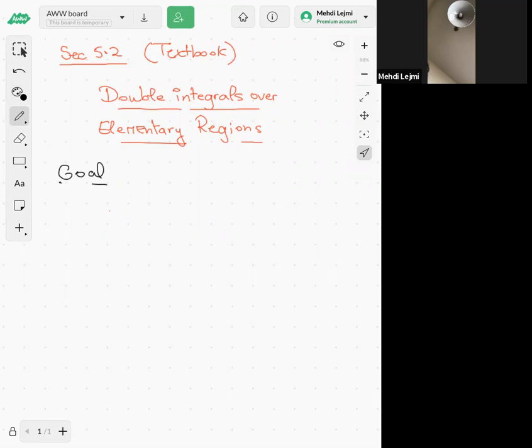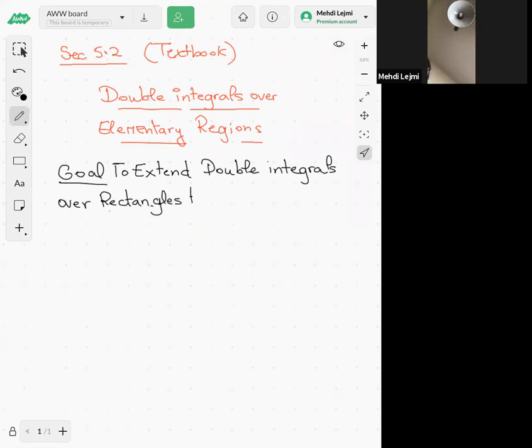We defined double integrals over rectangles. So now we're going to extend double integrals over rectangles. So remember how we defined the double integrals over rectangles? We use Riemann sums, right? Over rectangles to double integrals over elementary regions. Right, so we do know what's the rectangle, of course.